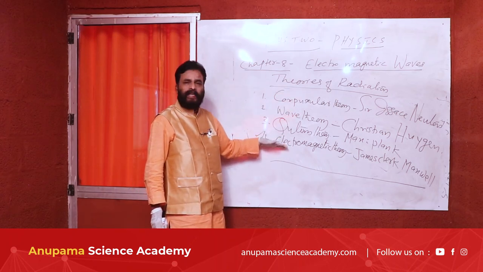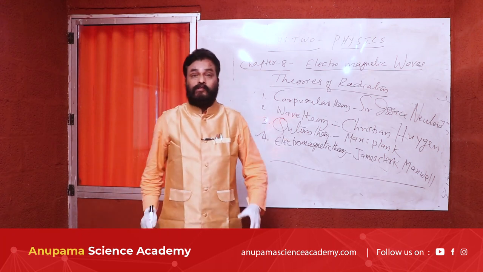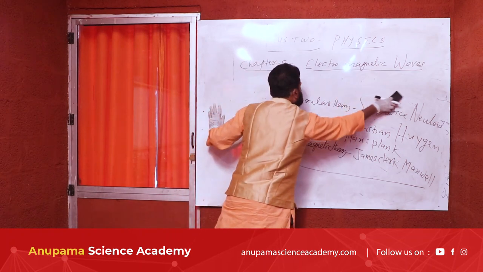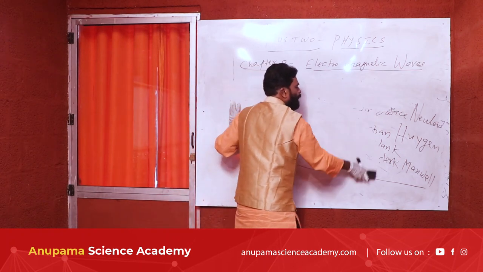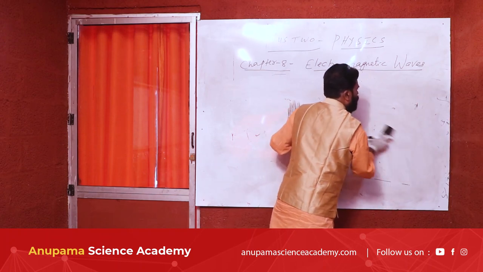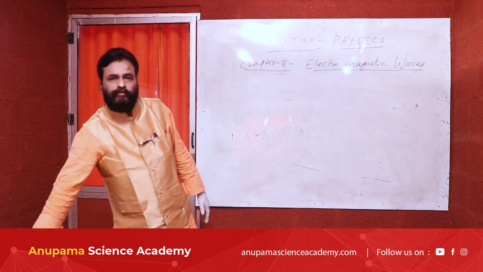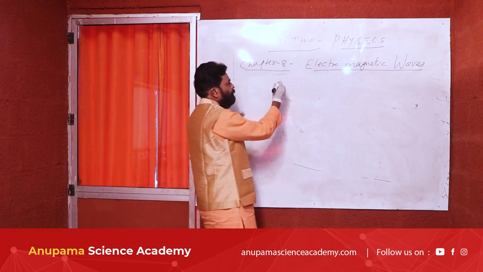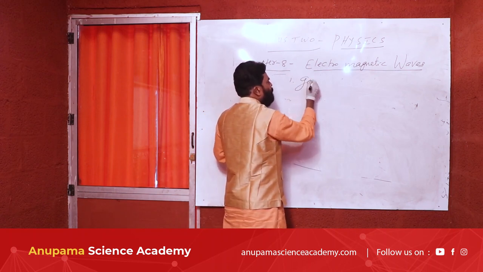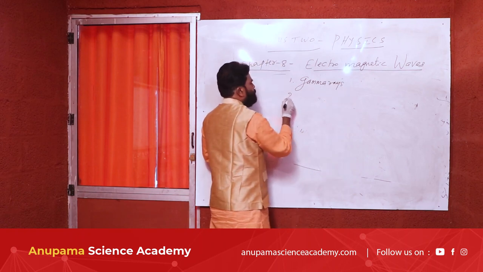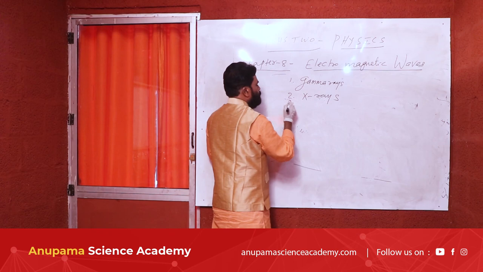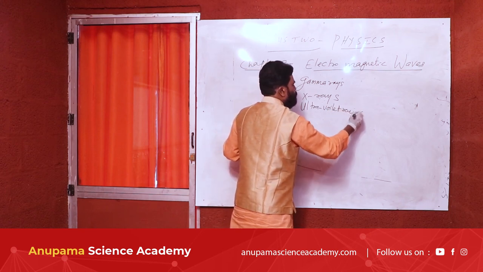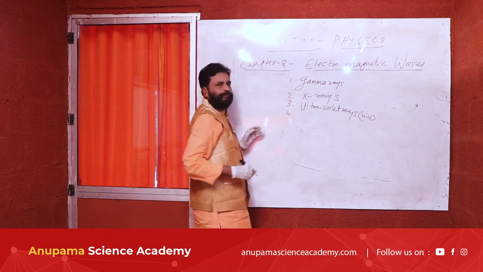Here light is propagated in the form of waves, in the form of electromagnetic waves, with both electric and magnetic properties. We are going to study these electromagnetic waves. In electromagnetic waves, depending on the wavelength or the frequency, there are seven members. We are arranging them in seven groups. The first group is gamma rays. Second, X-rays. Third, UV rays, ultraviolet rays. Fourth one is our visible rays.